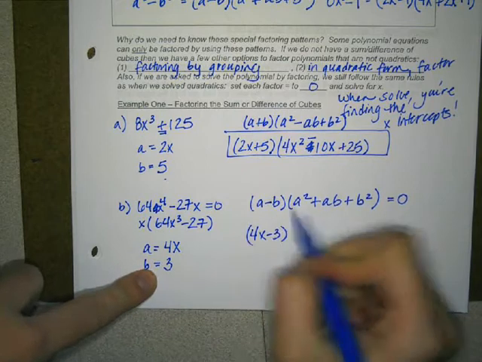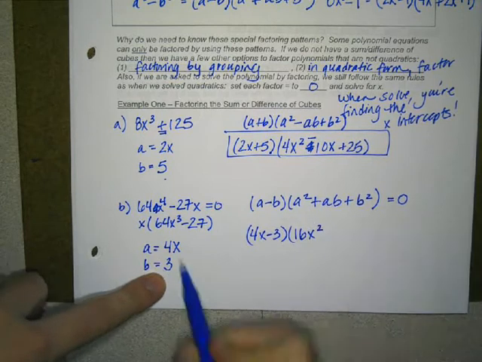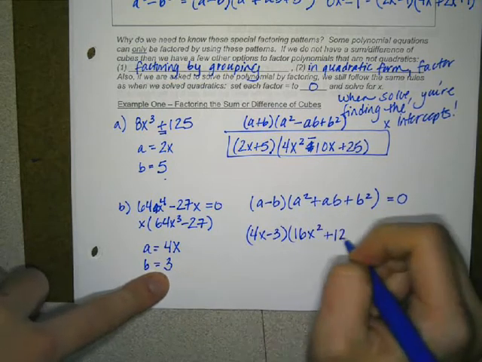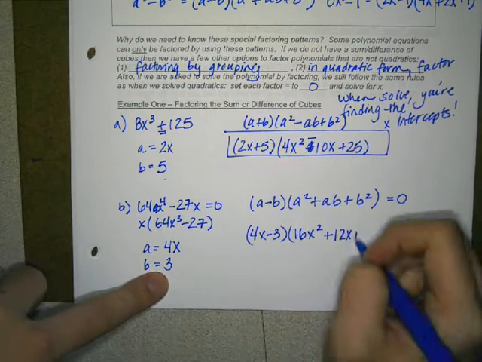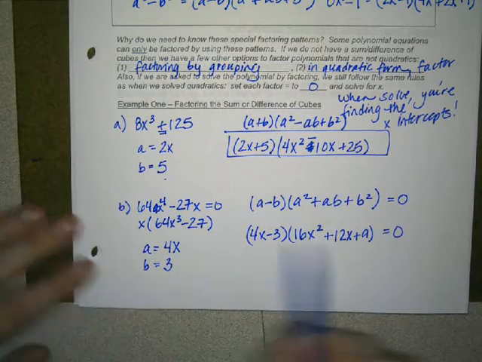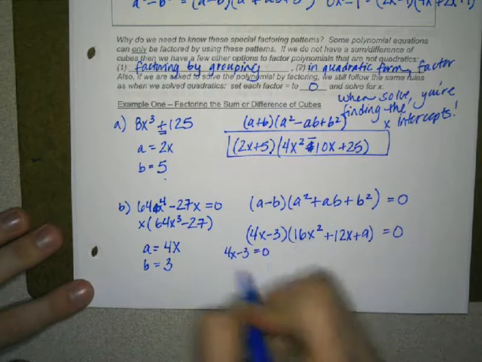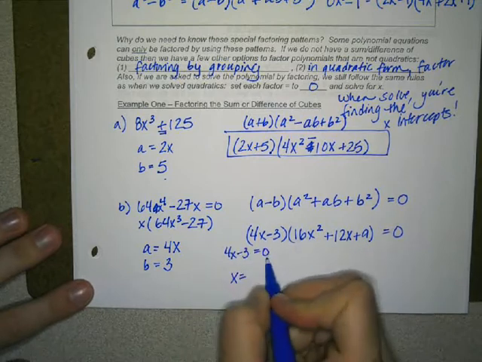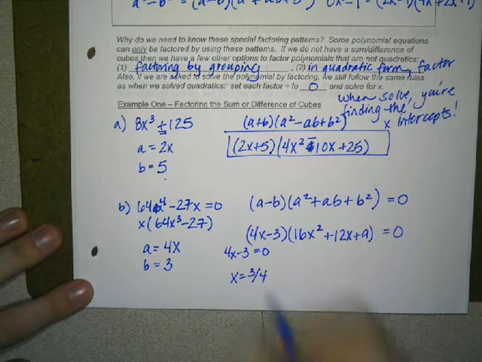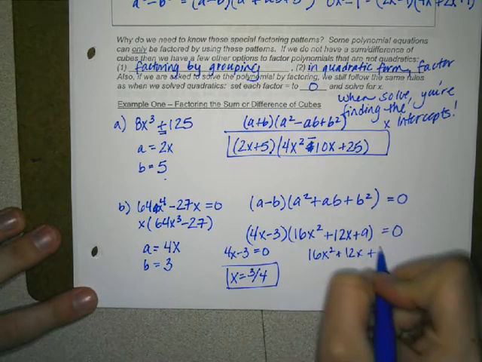A squared would be 4x squared, which would be 16x squared. A times B gives me 12x. B squared gives me 9. Now, usually when you factor to solve, once you actually get your two factors, you're going to take each one and set it equal to 0. In this case, if I add 3 and divide by 4, you get 3/4. So that's one x-intercept. Then you take 16x squared plus 12x plus 9 and set it equal to 0.